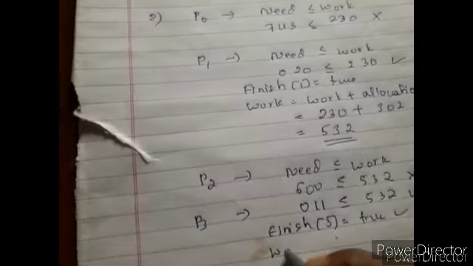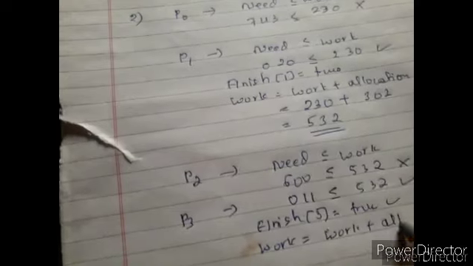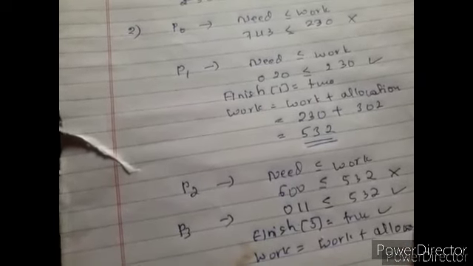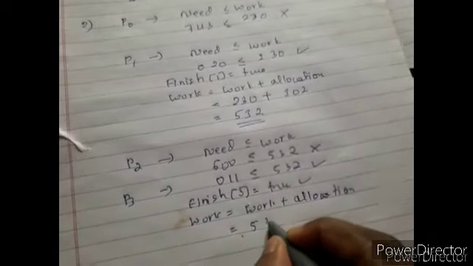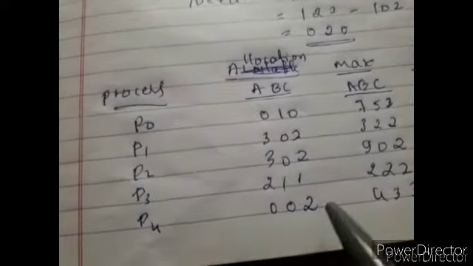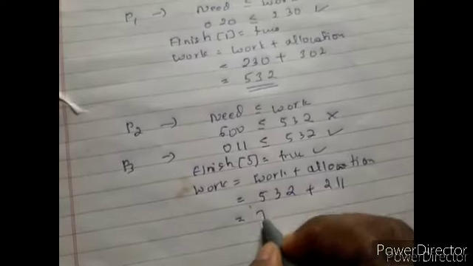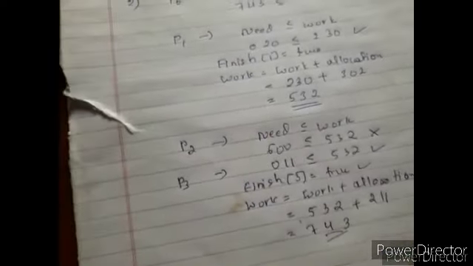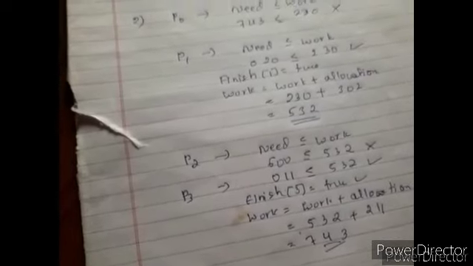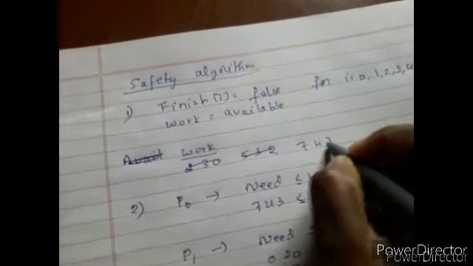Okay, next we need to update the work value. So work plus allocation. What is the work value? That is 5 3 2 plus allocation of process P3. What is allocation of process P3? It is 2 1 1. So 5 plus 2 will get 7, 3 plus 1 will get 4, and then 2 plus 1 will get 3. So 7, 4, 3. The work is updated now, it is equal to 7, 4, 3.